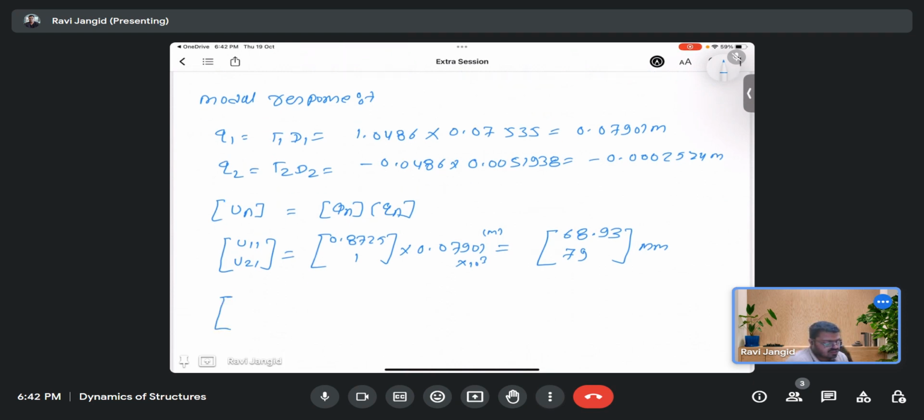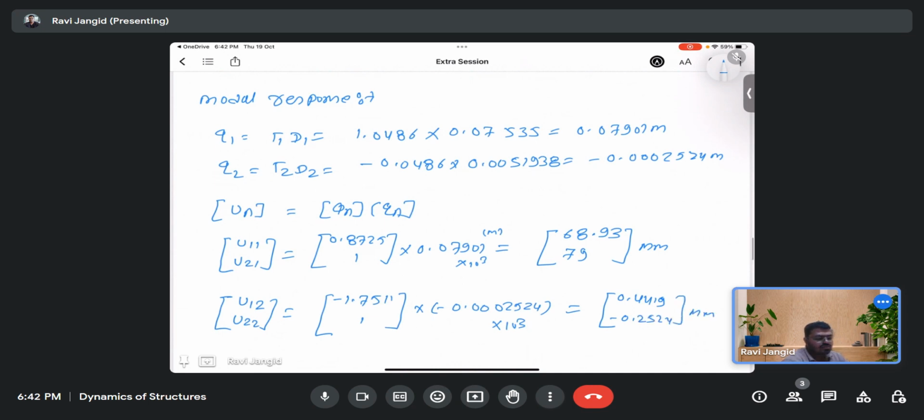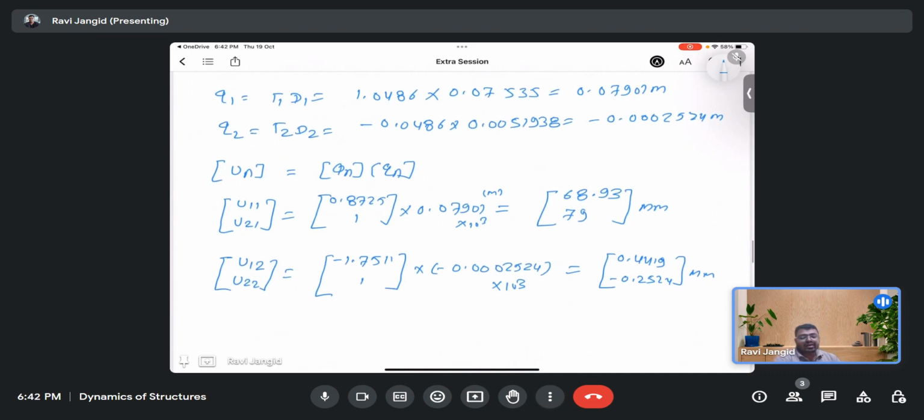Similarly, for the second mode, that will be u12, u22. If you do that, it will be minus 1.75111, 1, times negative 0.002524 into 10 raised to power 3. If we do that, we will get the displacement as 0.4419 and minus 0.2524 mm. Okay, so now we need to find the story drift, not the displacement.